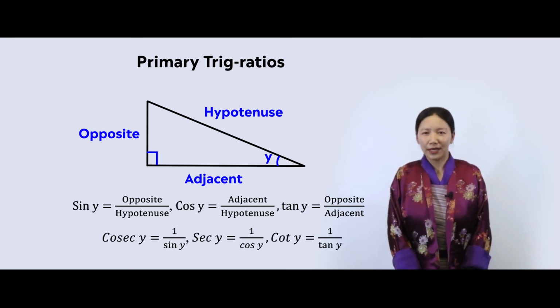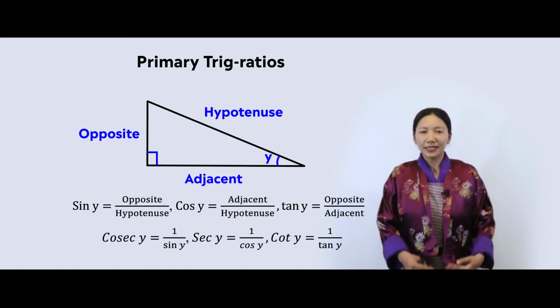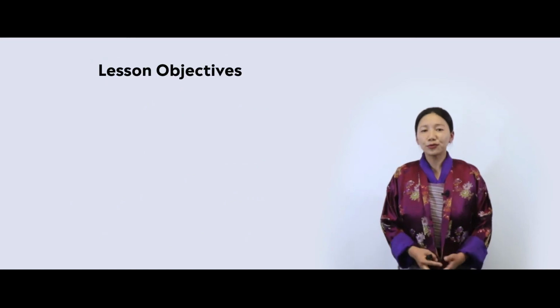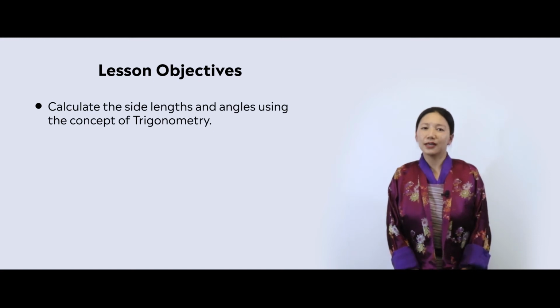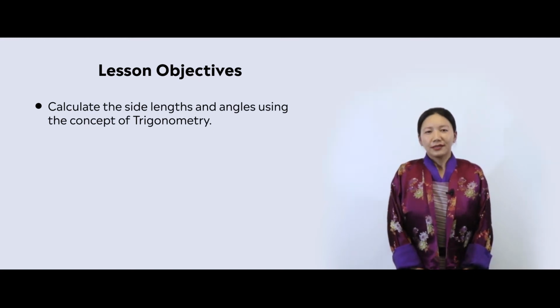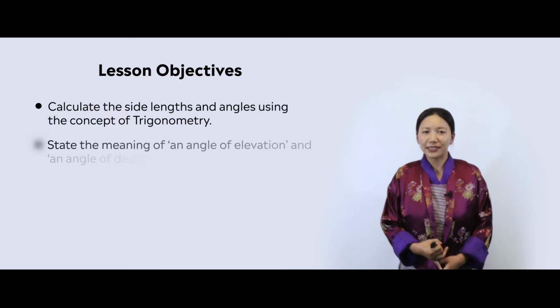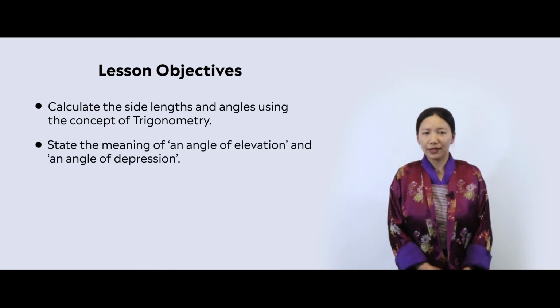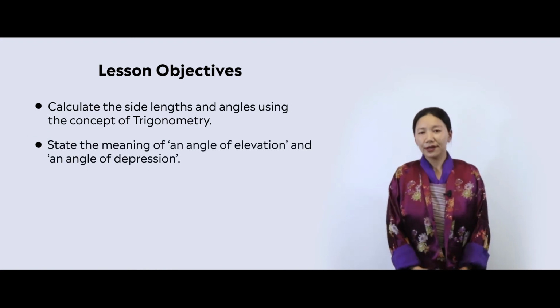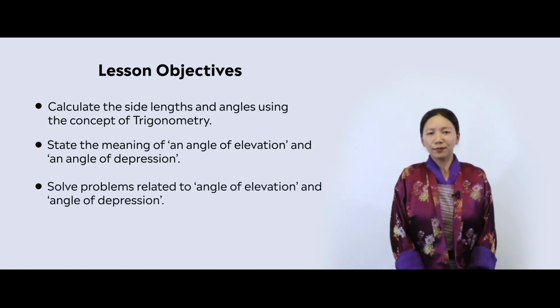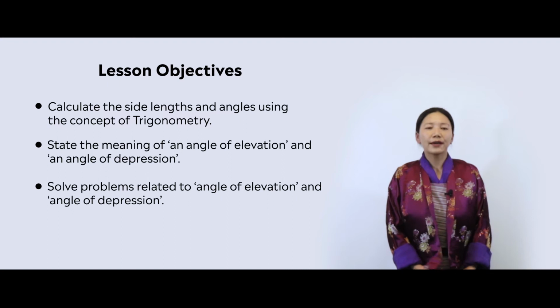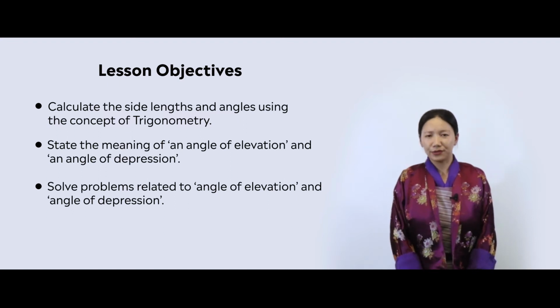Now, in this lesson, you should be able to calculate side lengths and angles using the concept of trigonometric ratios. Then next, you should be able to state the meaning of angle of elevation and an angle of depression. And finally, you should be able to solve problems related to angle of elevation and angle of depression.